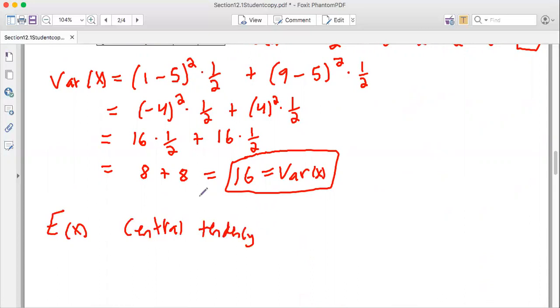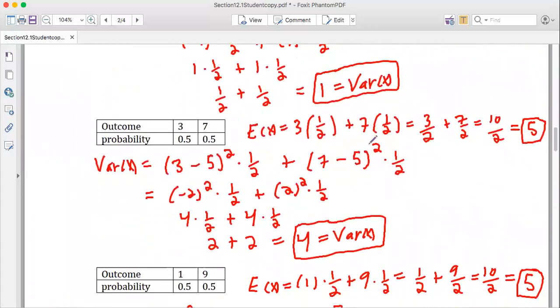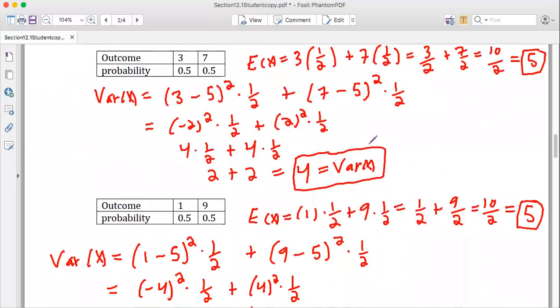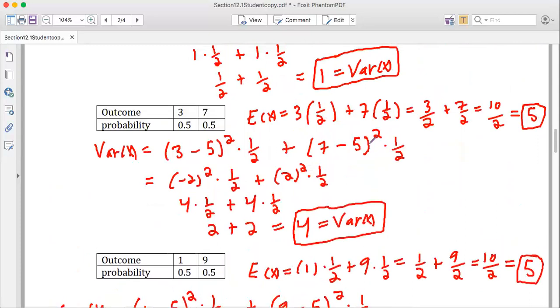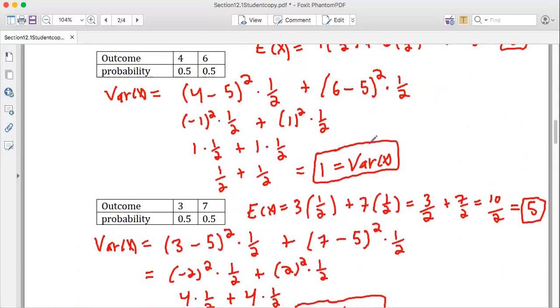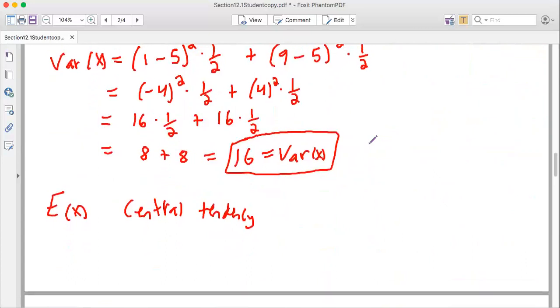Which really tries to tell me where the middle would be of my set of data. It's an average, so it's trying to find what's right in the middle. And certainly it's true, halfway between 4 and 6 is 5, halfway between 3 and 7 is 5, and halfway between 1 and 9 is 5 as well. And that's because all of the probabilities are the same. It's 1/2 for all the probabilities in the probability table. So everything's equally weighted.